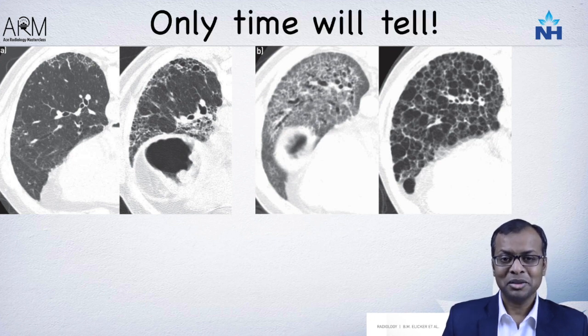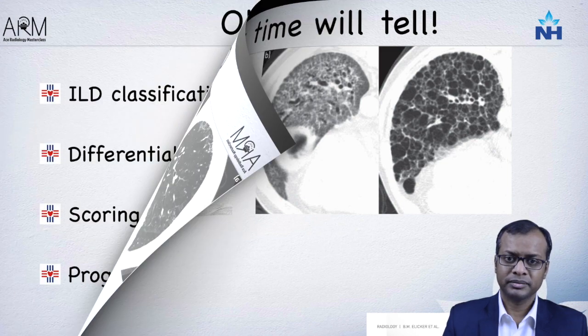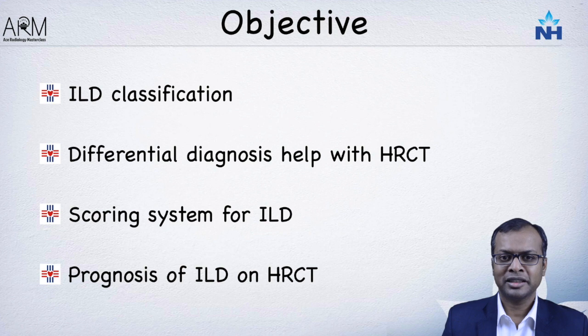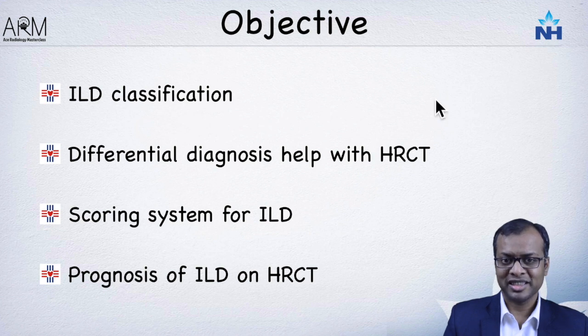So time is often the right judge, which will tell you what is the pattern of interstitial lung disease. So today, what you're seeing as an NSIP pattern is more than likely to turn up as a UIP pattern in future. So regular serial follow-ups are often helpful in differentiating these ILD patterns. So now let's look at my third objective. The third objective being looking at the different scoring systems for interstitial lung disease.